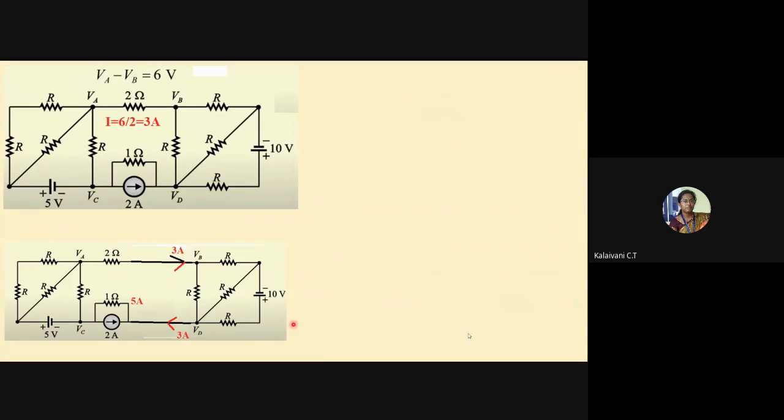So outgoing current is 3 amps. So here if it is 3 amps, at this point, again we'll go for KCL law. So incoming current is 3 amps. Again this side incoming current is 2 amps. So outgoing will be 2 plus 3 equal to 5 amps. So the current across this resistance will be 5 amps.